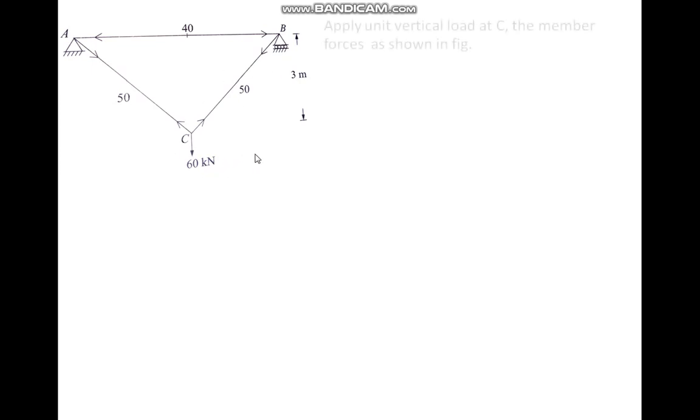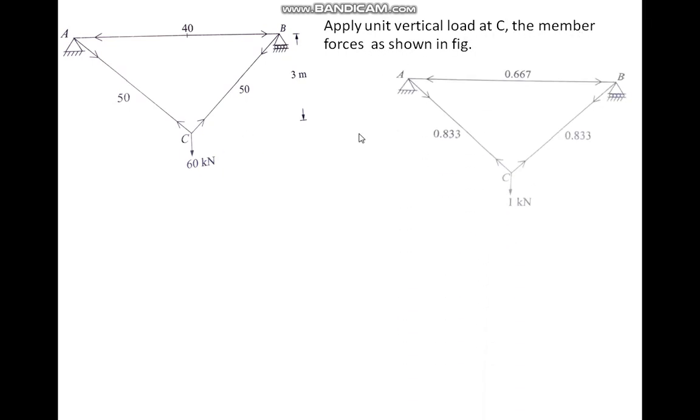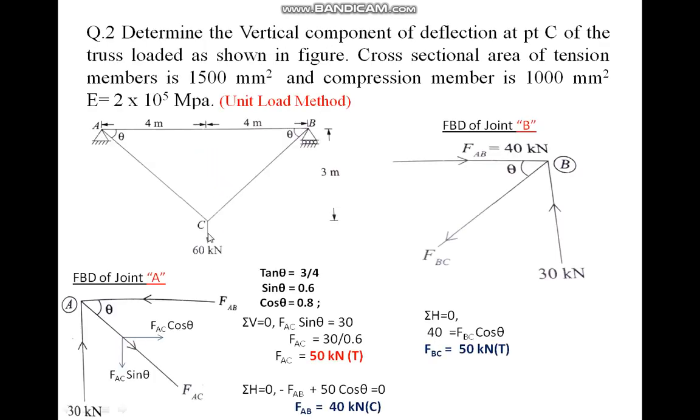After that, apply your unit vertical load method. Apply a unit vertical load at point C and find the force on each member. The forces shown in the figure mean you remove the 60 kilonewton. What you calculated previously with 60 kilonewton, you now apply as a unit load.